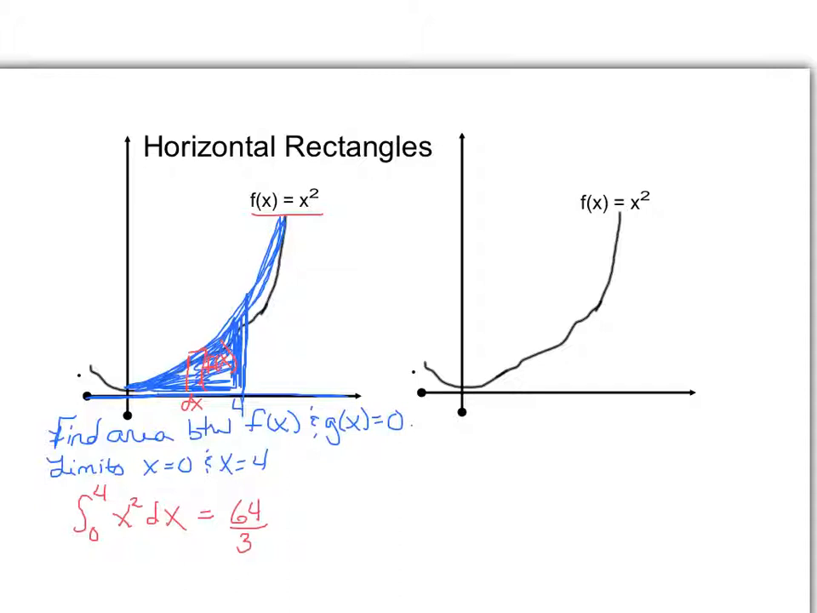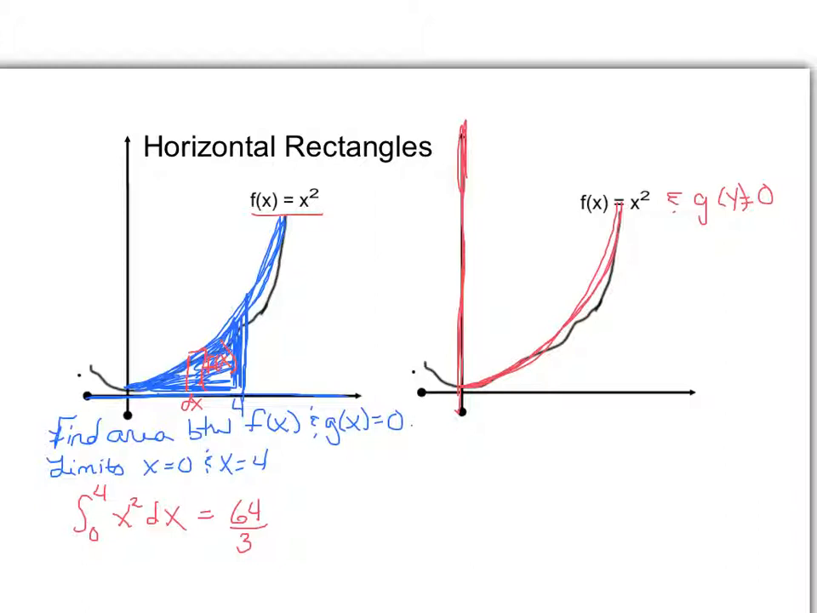Well, what if I looked at that same function, but instead of being between f of x equals x squared and g of x equals 0, what if I said I want to be between this curve here and g of y equals 0? This implies that my x value is 0, so now I'm looking at this curve, which is in fact a straight line, and this same curve that I already looked at here. And let's say I still say x equals 0 and x equals 4.